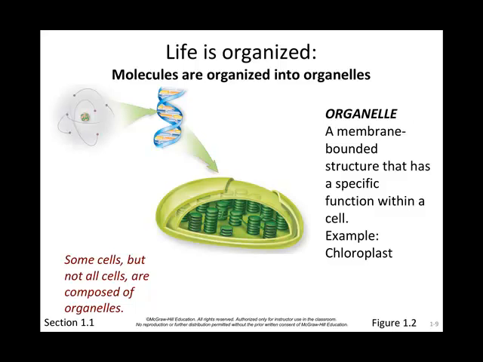Not all cells have organelles, but eukaryotic cells, the ones that have their DNA in a nucleus, have organelles in them. One example shown here is an organelle in a plant cell called a chloroplast. Other organelles include mitochondria, endoplasmic reticulum, ER, Golgi apparatus, and so on.